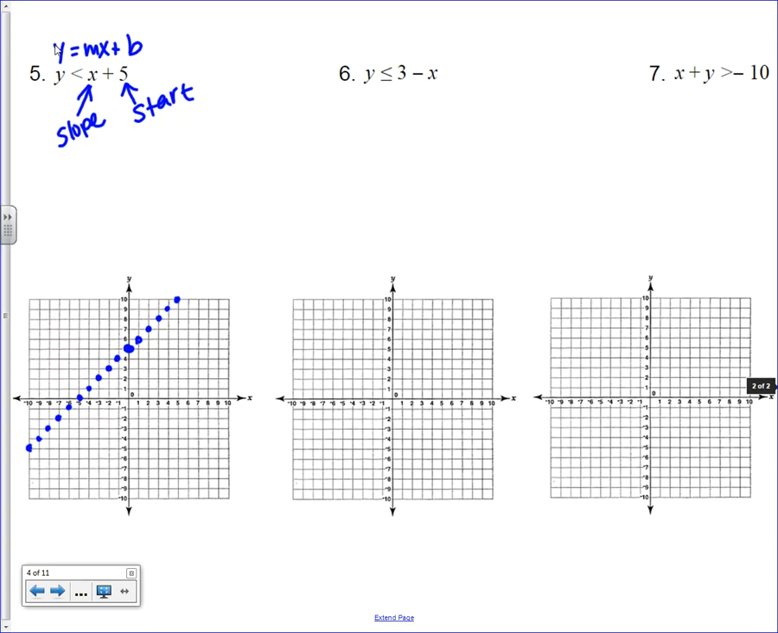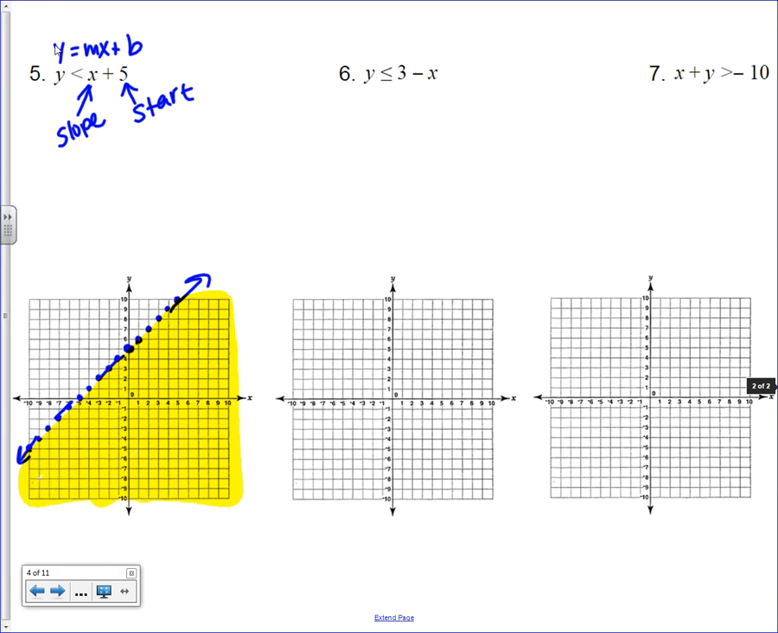Now look at the symbol up there. Does that have an equals bar on it? It does not, which means this is going to be a dashed line. So as you're making your line, just leave little breaks in there. Okay, just make it dashed for me. And again, that needs to go all the way to the edge. Now, what symbol is that? Is that a less than or a greater than symbol? It's less than. Does that mean I shade above or below? Below. So I am going to do my shading all the way below that line.